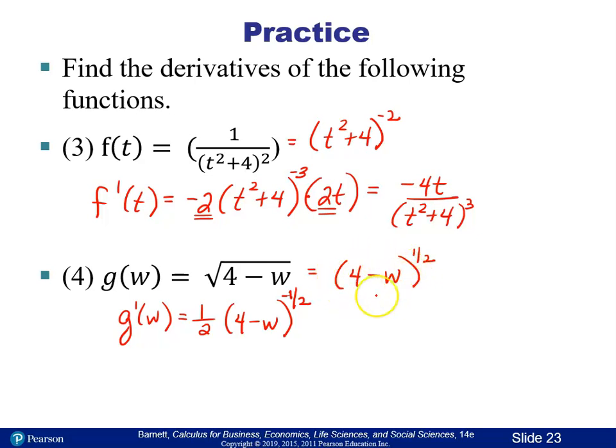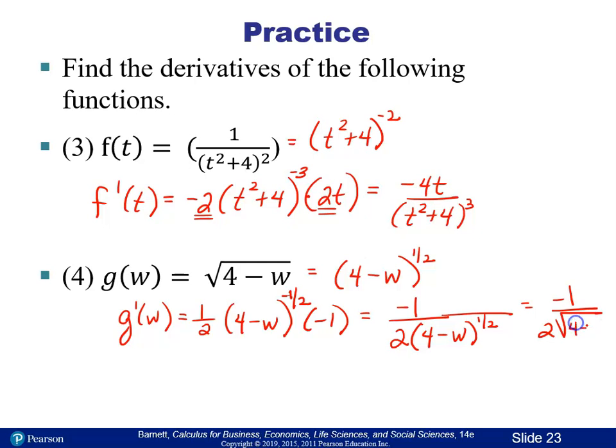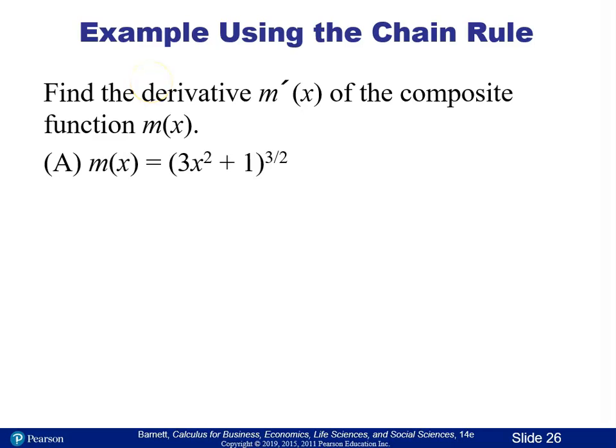The derivative of negative w is negative 1. So I'm going to have negative 1 over 2. So the 2 is in the denominator. The negative 1's in the numerator. This is going to get bumped to the denominator because it's got a negative exponent, but it becomes a positive exponent once it bumps to the denominator. And you could even write it as negative 1 over 2 square root of 4 minus w if you want to get really fancy with it. Okay, so really this is just more practice with what we've been doing.